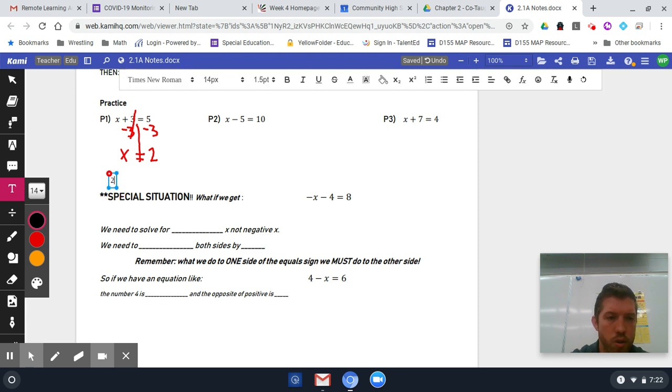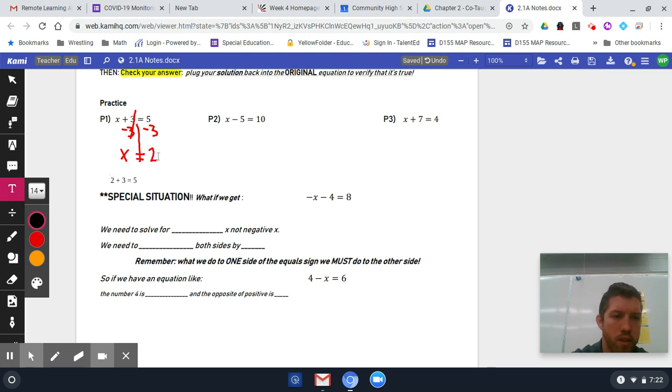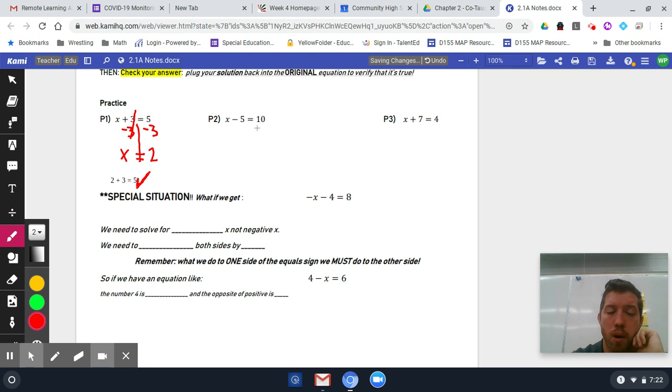So does 2 plus 3 equal 5? All we did was take this 2 and put it back into the problem right here for x. And 2 plus 3 equals 5. That's a check, so we know we did that right. Ding, ding. All right.